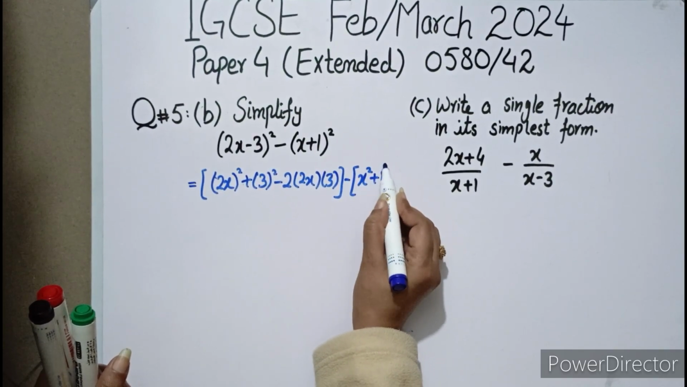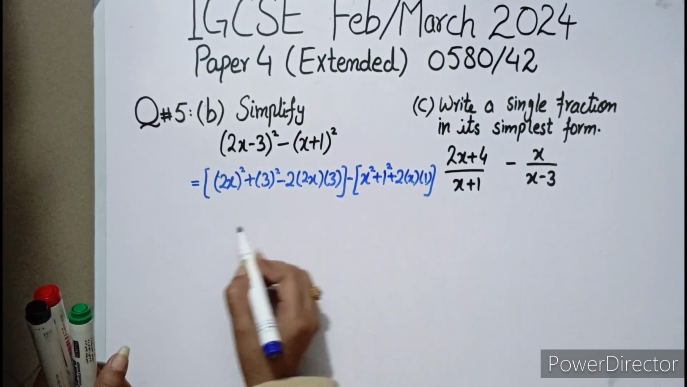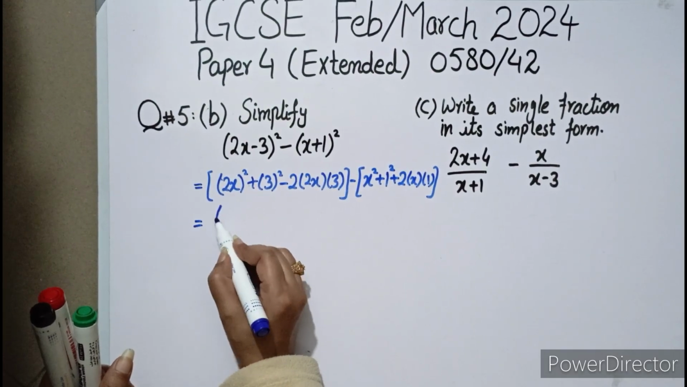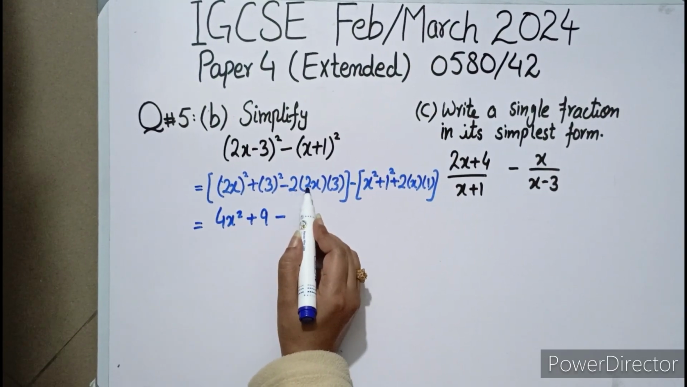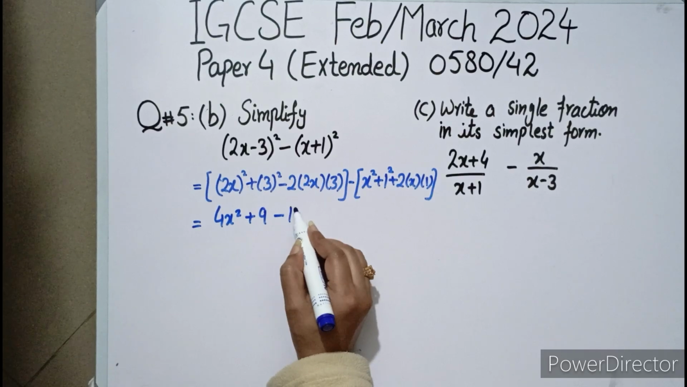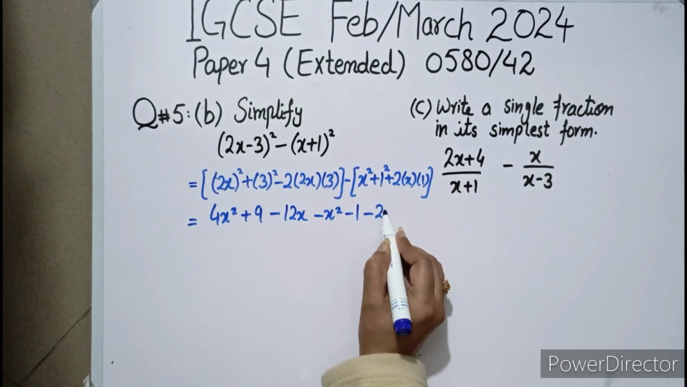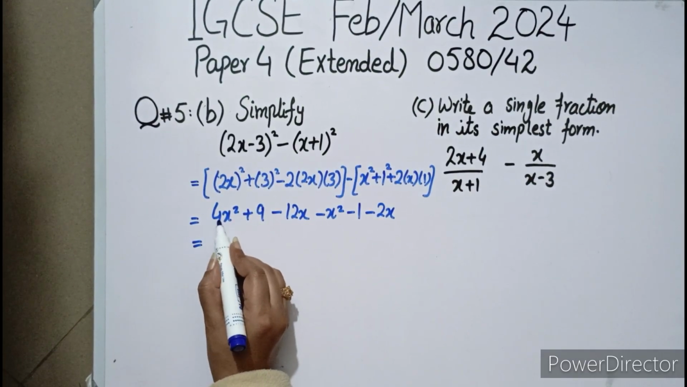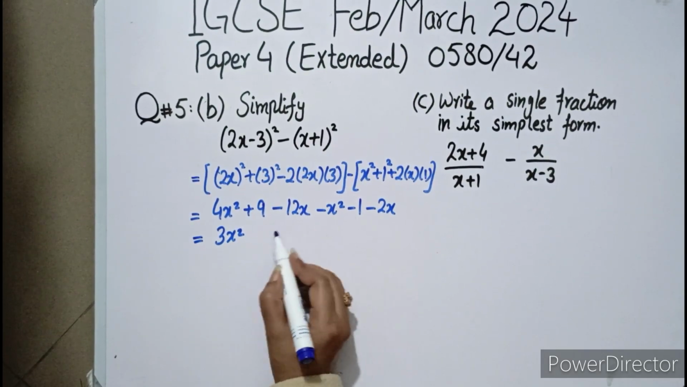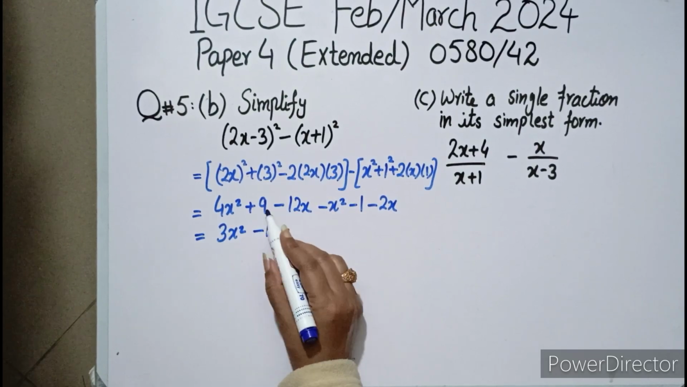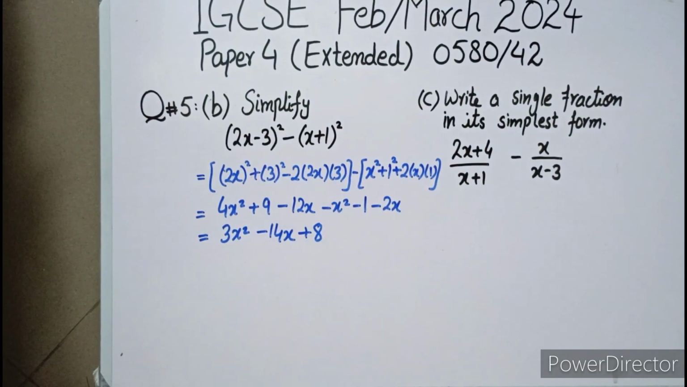a square plus b square plus 2ab. After solving, 2x square will be 4x square plus 9 minus 2 times 2x times 3, 12x, minus x square minus 1 minus 2x, and here 4x square and x square will make 3x square, minus 12 and minus 2 will make minus 14x, and plus 9 and minus 1 will make 8. This is a simplification of this algebraic expression.